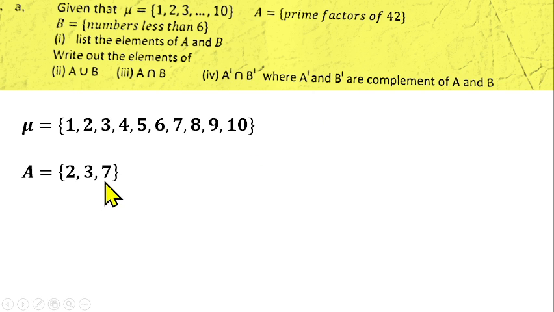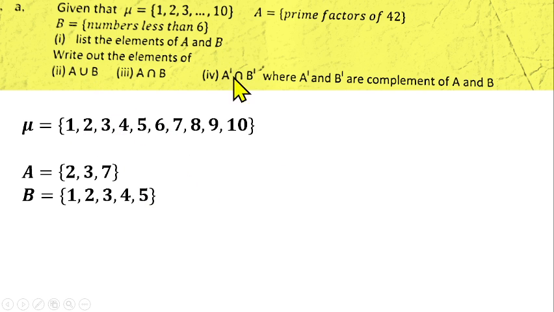We don't, and 7 is a prime number as well and it's a factor of 42. And this element also are in the universal set. And we know that meaning of factors means that a number that can divide 42 without remainder, but it must be a prime number. So we have 2, 3, and 7. Then for element of set B, numbers less than 6, that will be 1, 2, 3, 4, 5. That are in the universal set.